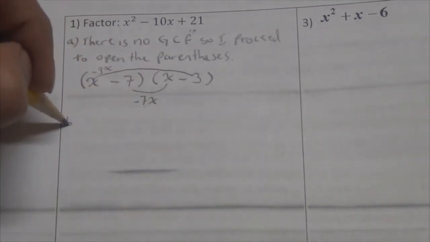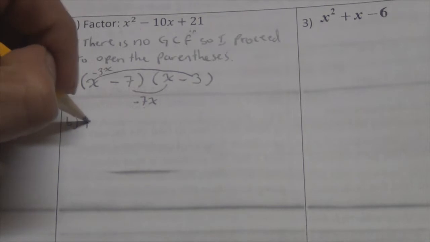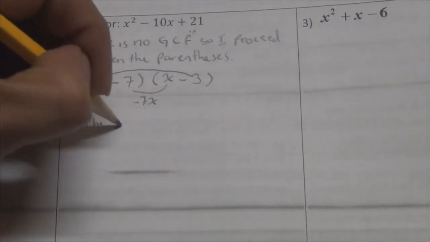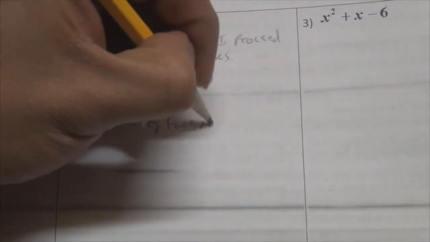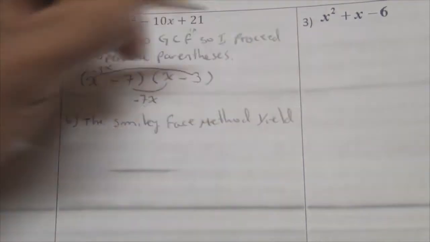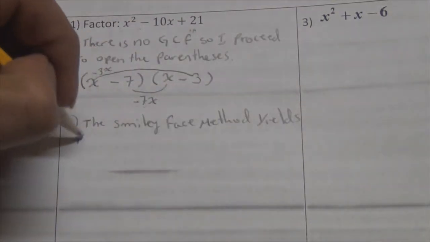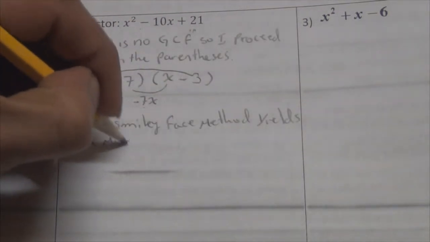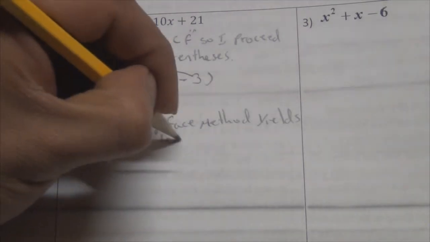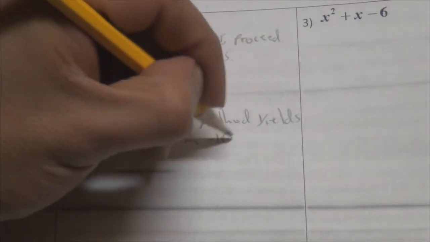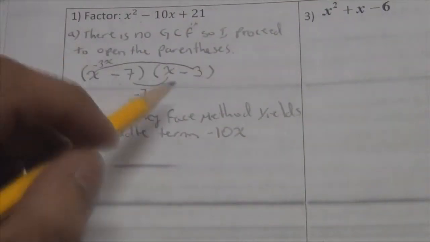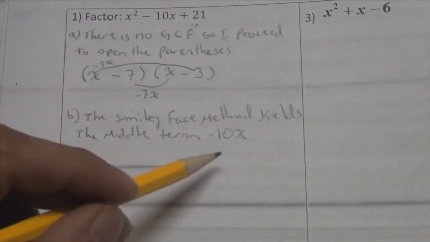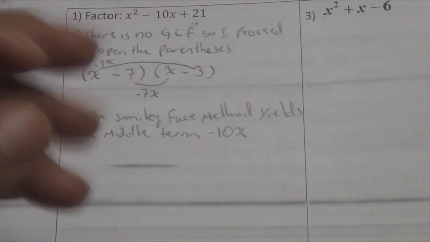Okay? Then you could say, for example, another way, the smiley face method yields or results the middle term negative 10. You see, you gotta like BS yourself through the problems. Just in case you made a mistake, you're still explaining what you're doing. So you might rescue at least 1 point.